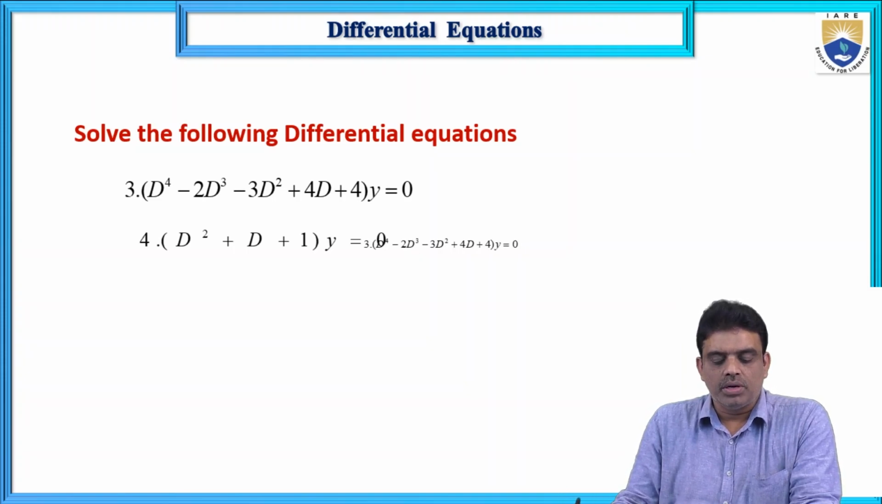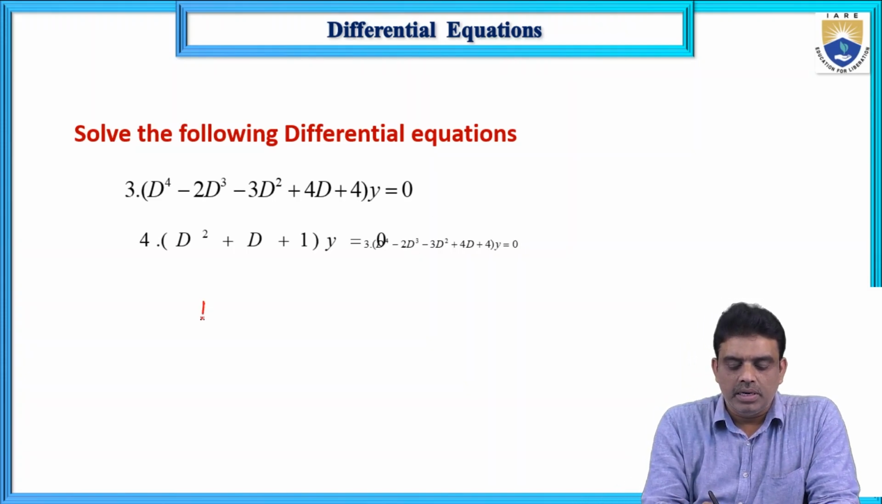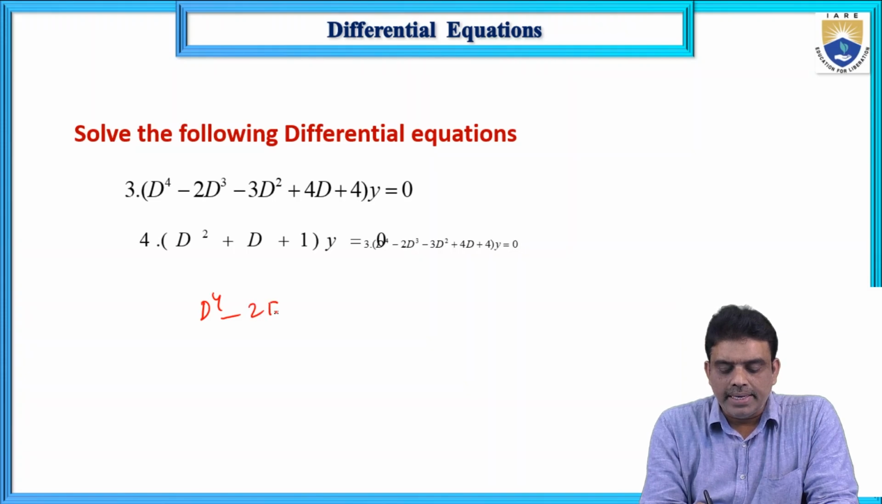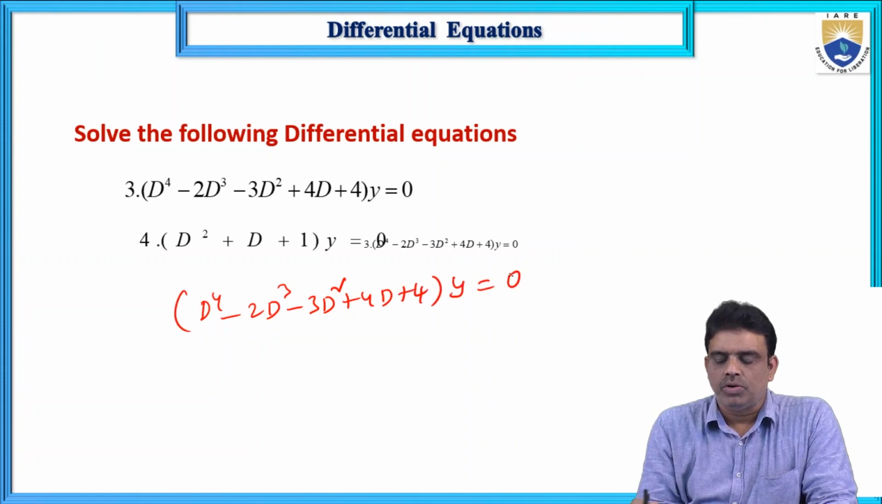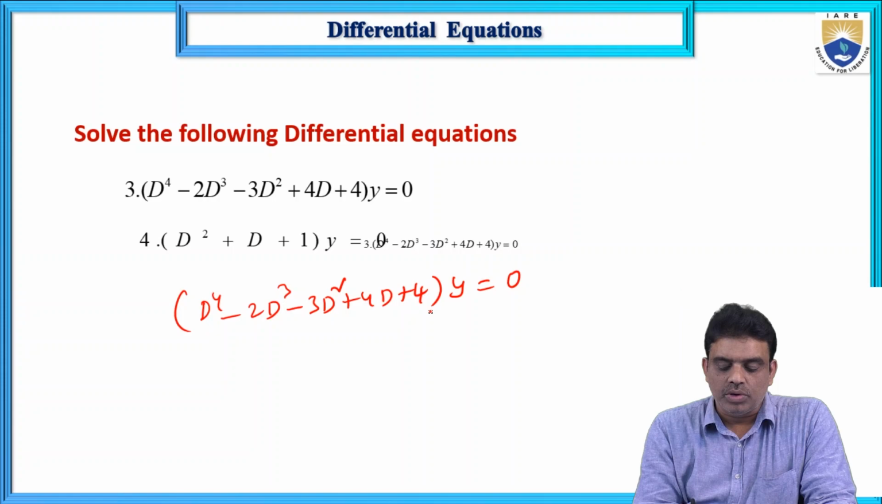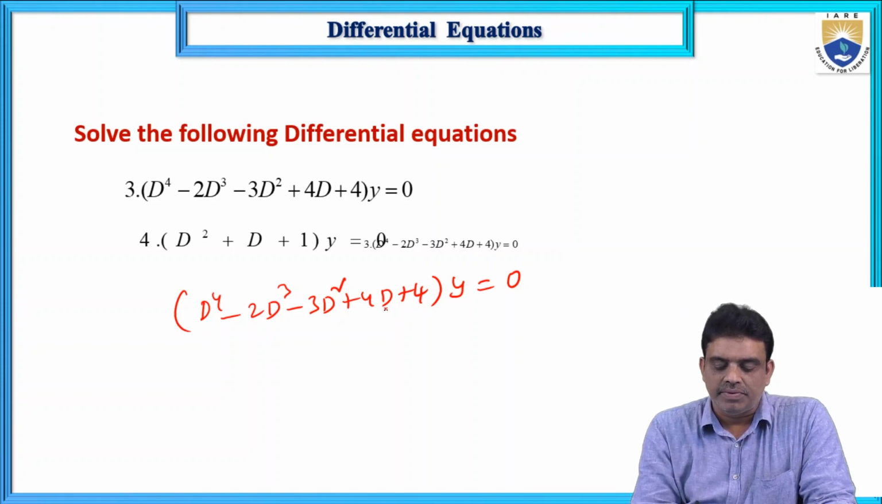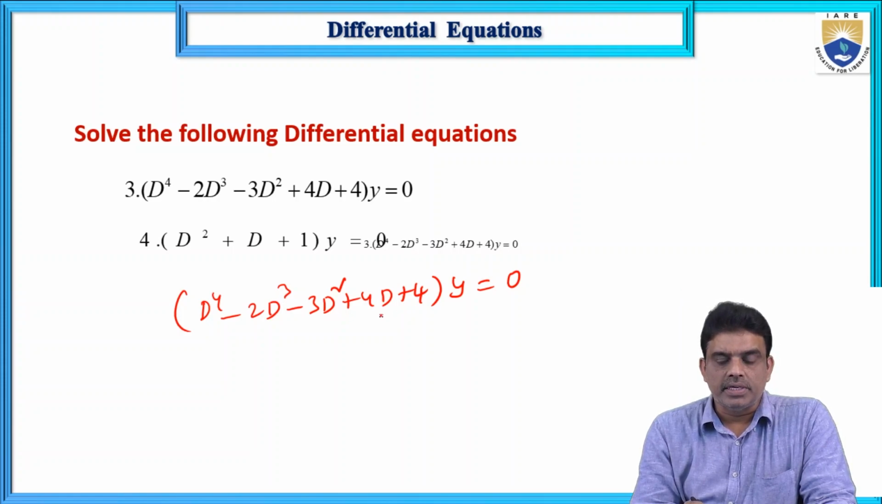D power 4. So the given equation is already in operator form: D power 4 minus 2D cube minus 3D square plus 4D plus 4 of y is equal to 0. Solve the equation by considering whether 1 is a root, checking whether the equation is satisfied or not. You take different roots and solve the equation.